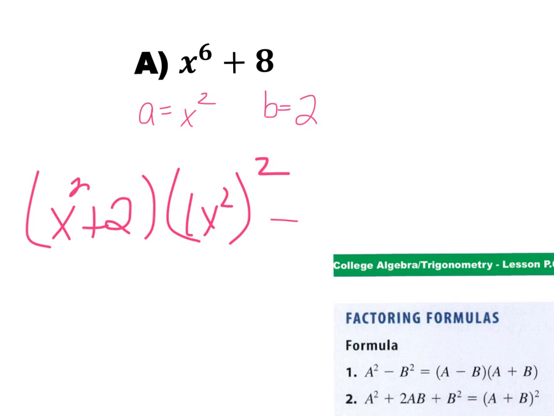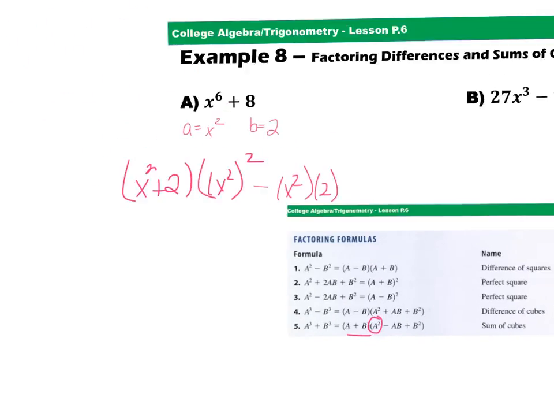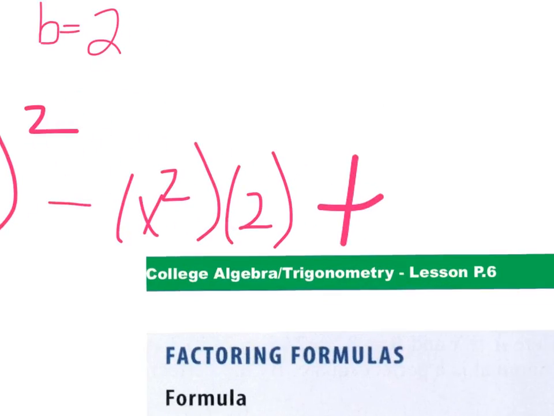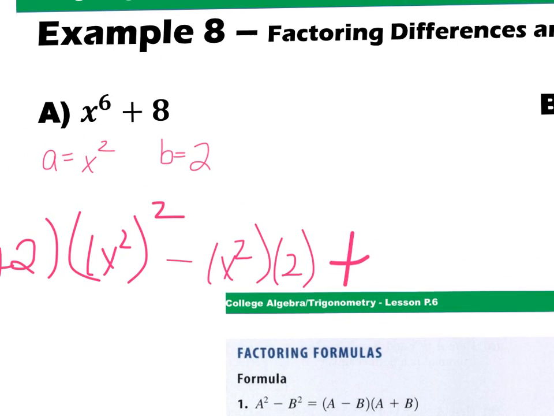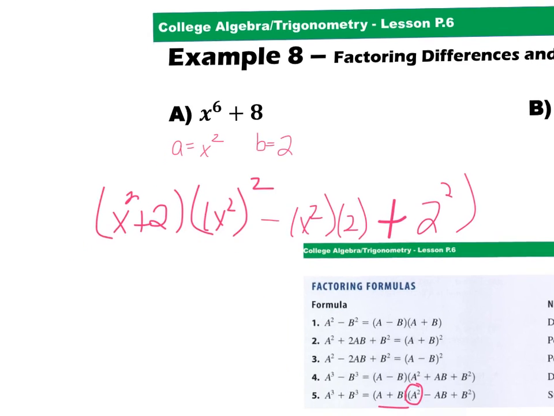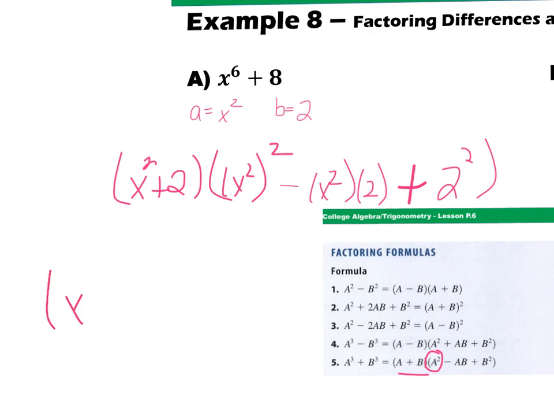So what's my A? What's my B? X squared times 2. And then plus my B squared. What's B? 2, and I square it. Good. And then you just simplify. So you have x squared plus 2. And we'll go over this more, I promise.